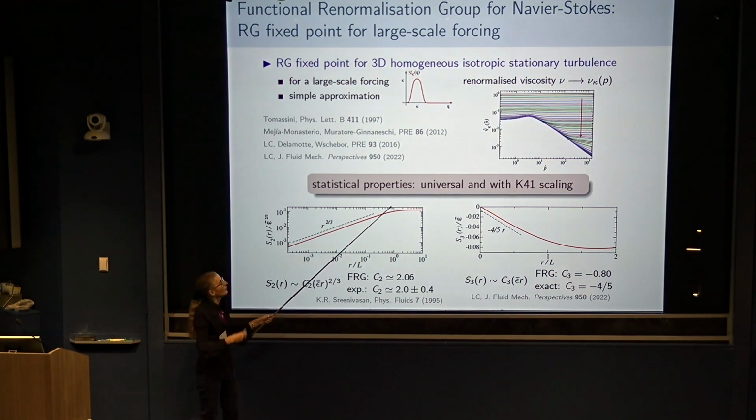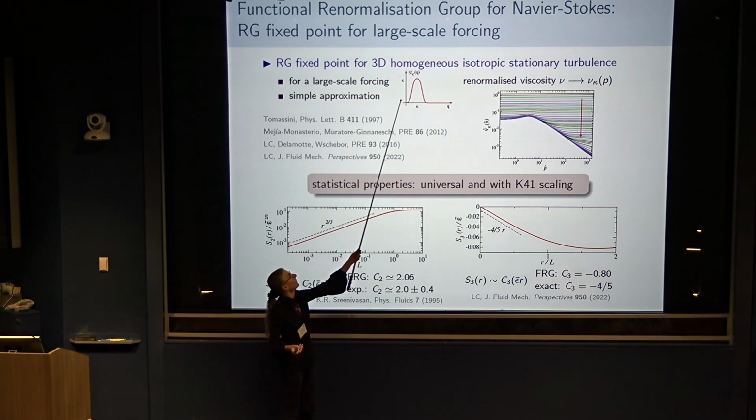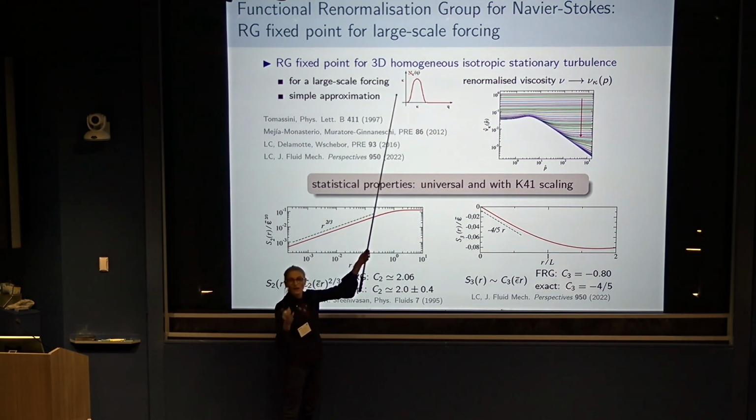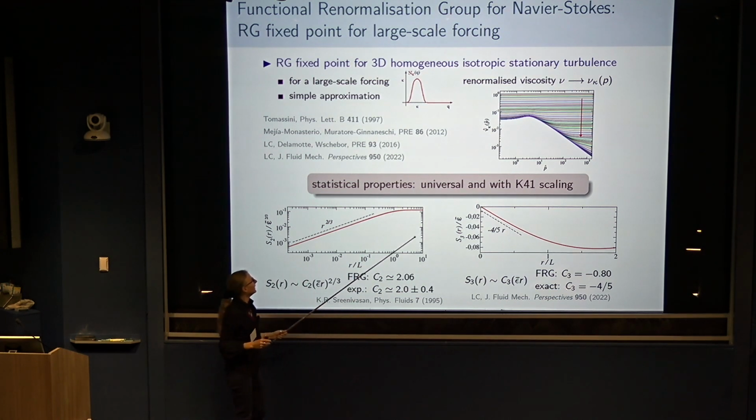And what you find is first they are universal. So you can vary the shape of the forcing. As long as it's peaked at the integral scale, it does not depend on it. And this is the result.